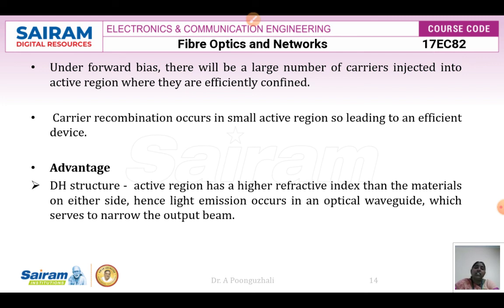As a result the light emission is going to occur in an optical waveguide, which is going to produce a narrow output beam. So here we are going to have a narrow output beam so that we can couple the light into the fiber efficiently. That is the advantage of your double heterojunction structure.